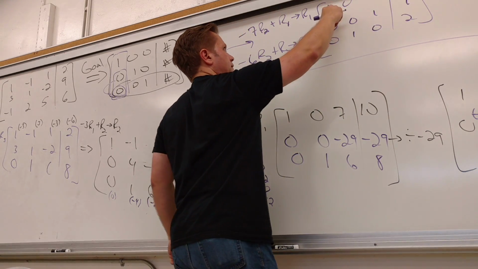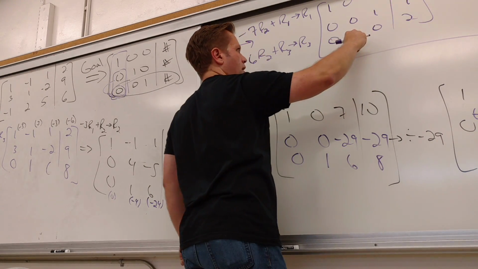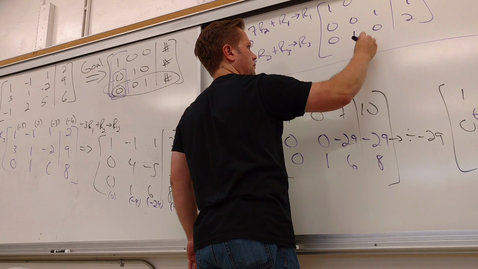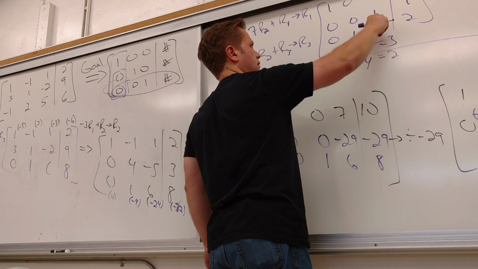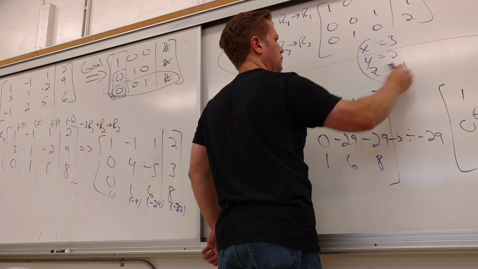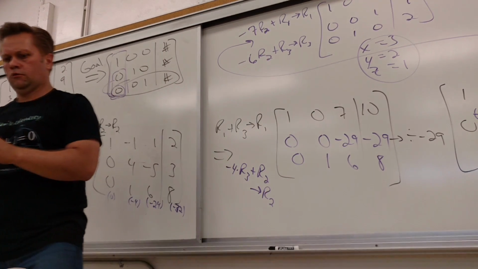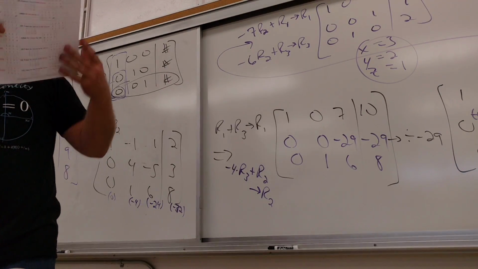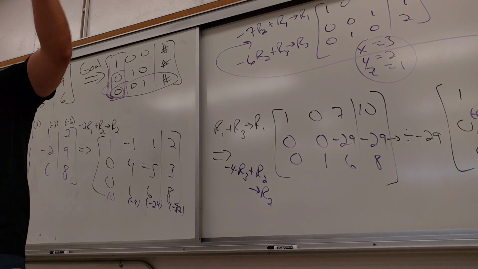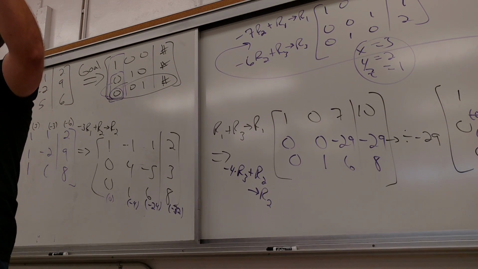So now I know X is 3, Y is 2, and Z is 1. Right? And that was the one that was on this side, 3, 2, 1. Same answer. I love it.